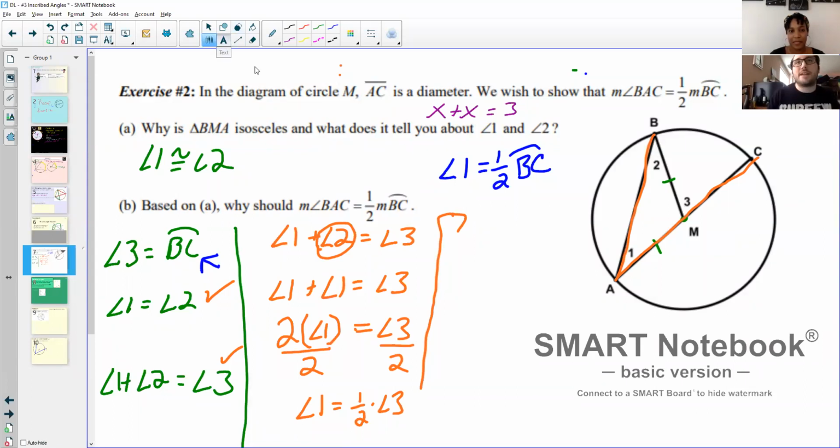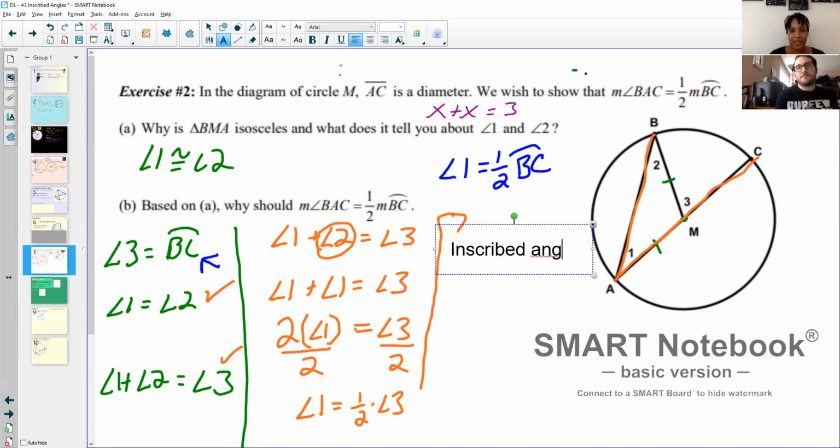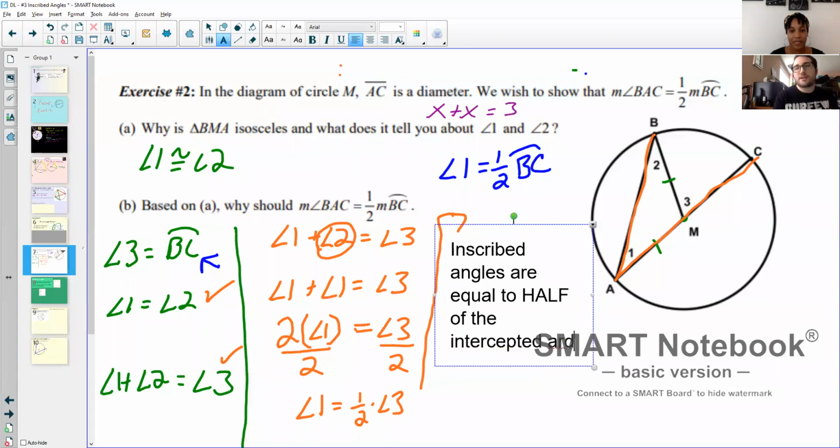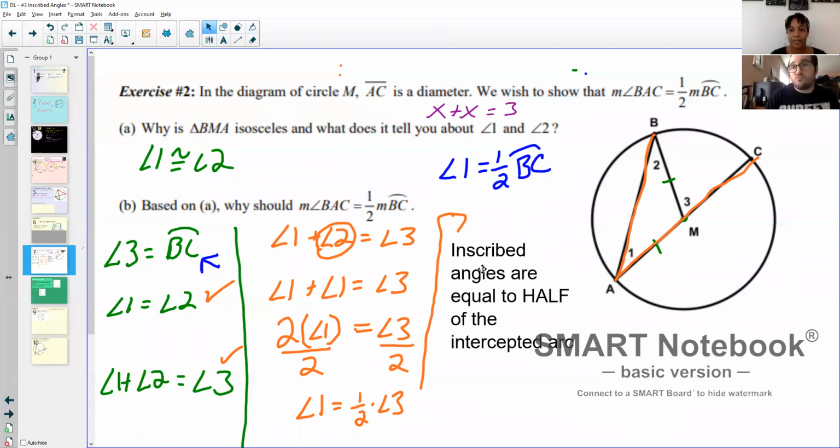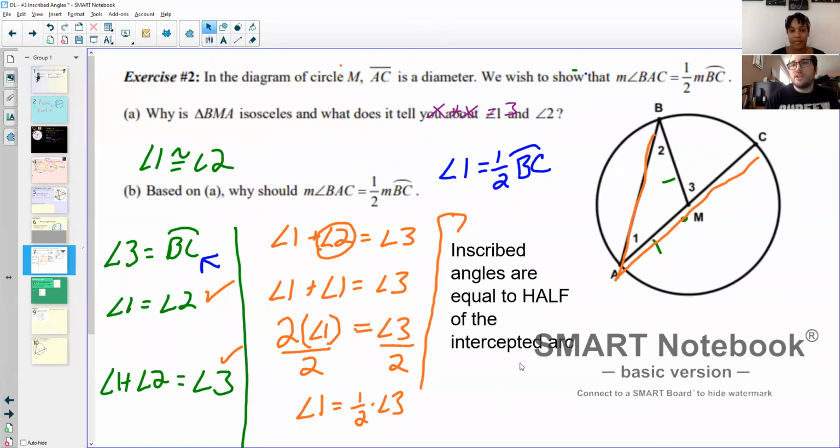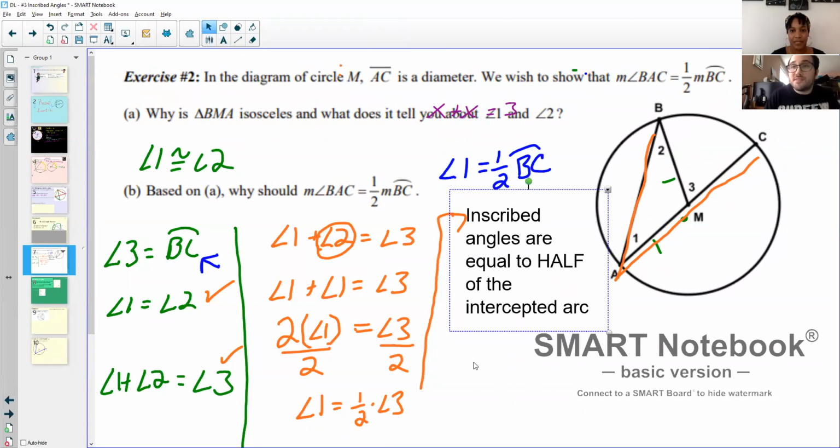Okay, so I'm going to type it out just because I think it's going to be a lot neater if I type it out. Inscribed angles. This is important. If you guys want to take a second and write this down, this is the important property about inscribed angles. Okay, inscribed angles are equal to half of the intercepted arc. What we just did is we proved it.